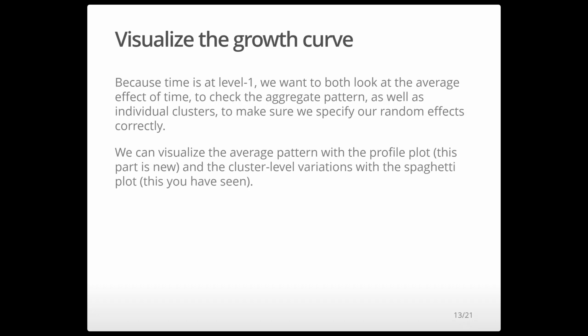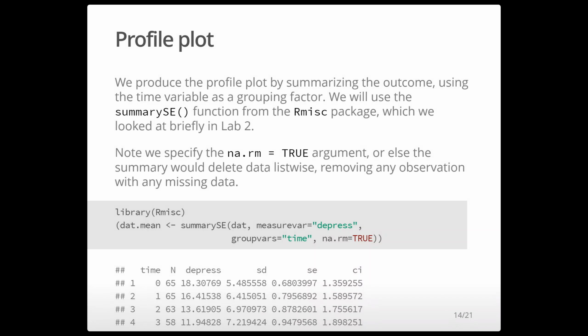So because time is at level 1, we want to look at both the average effect of time across all participants in the aggregate pattern, as well as individual clusters to make sure that we look at our random effects correctly. So we can visualize the average pattern with the profile plot. This is going to be new. And then we can look at the cluster level variations with the spaghetti plot, which is like what you've seen before. So we will look at one new variant.